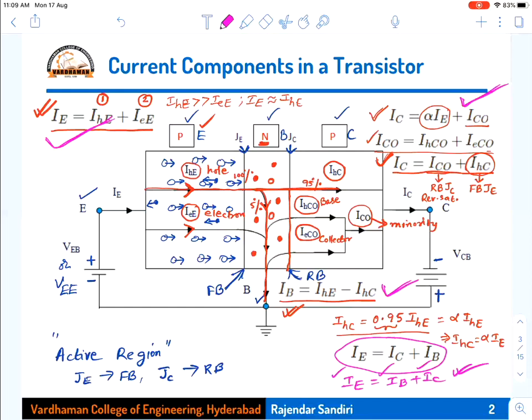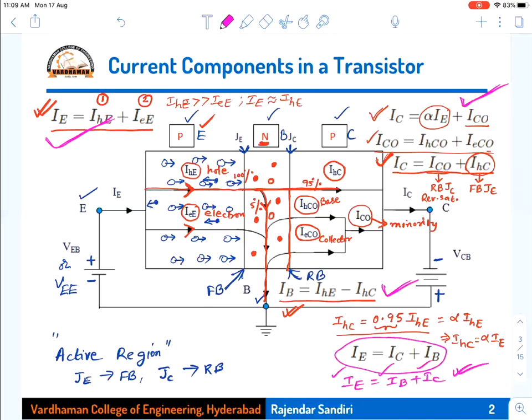Then collector current is equal to alpha times the emitter current plus, because the junction is reverse biased, the reverse saturation current IC naught. Very simple. IC is equal to alpha times IE plus IC naught. So what is this alpha times IE? Nothing but IHC only. IHC is 95%. That 95% I am representing in terms of 100%. How will 95% be represented in terms of 100%? 0.95 times 100 is 95%, right? The same way, I have represented alpha times IE as 95% of IE, which is IHC.